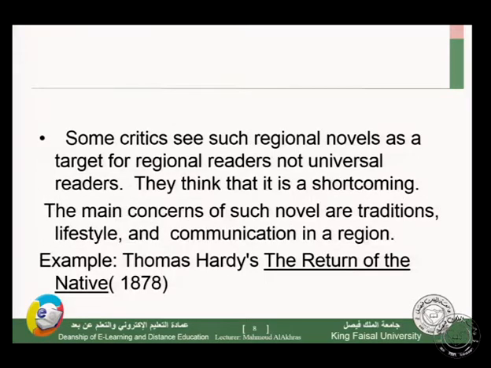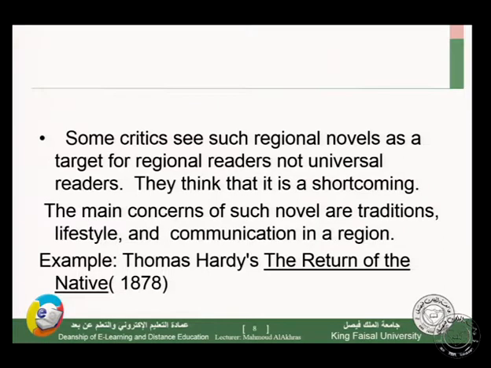Some critics see such regional novels as a target for regional readers, not universal readers. So this is a kind of shortcoming. They think that it is a shortcoming. The main concerns of such novels are traditions, lifestyle, and communication in a region.